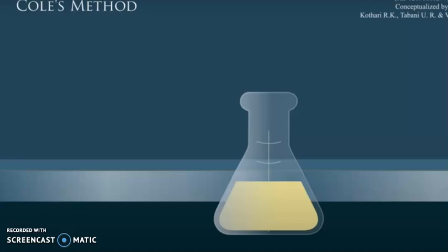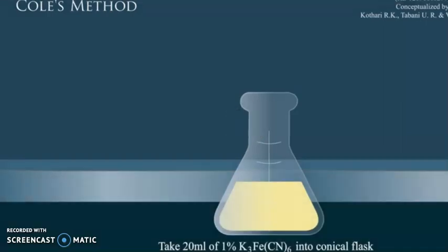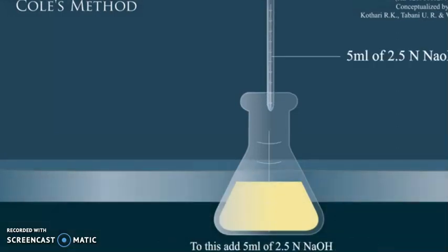Now the main part is the second, that is the estimation. For that we take the milk sample. From this milk sample we are separating our proteins by using the coagulation method with dilute acetic acid. So in this video I am going to tell you how the estimation will happen.